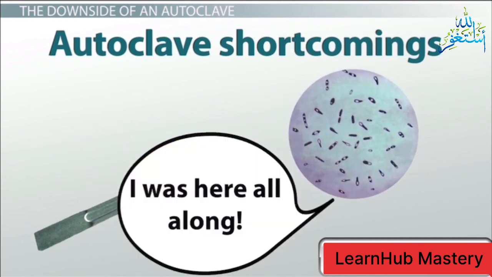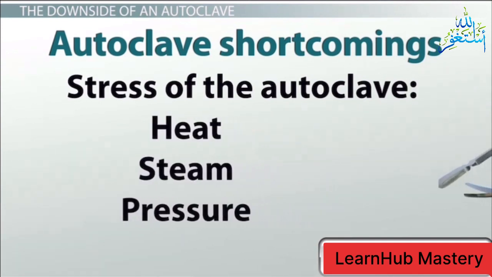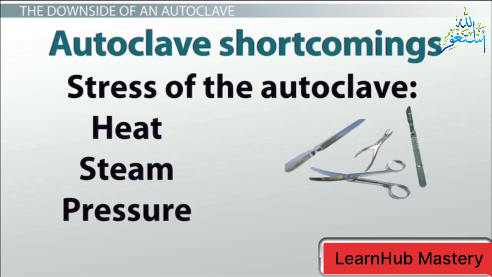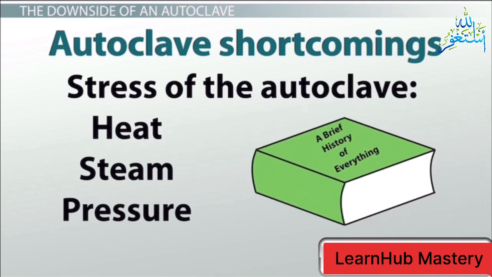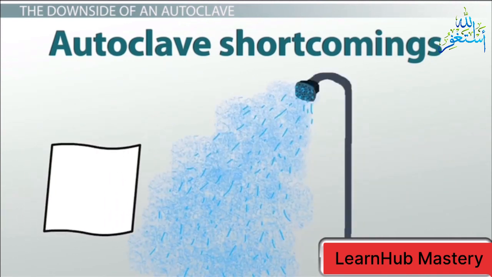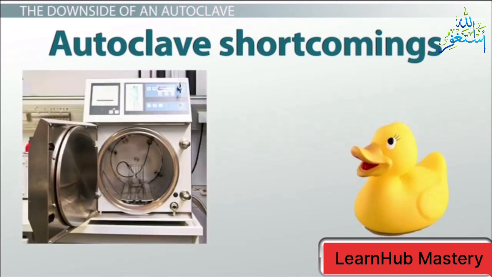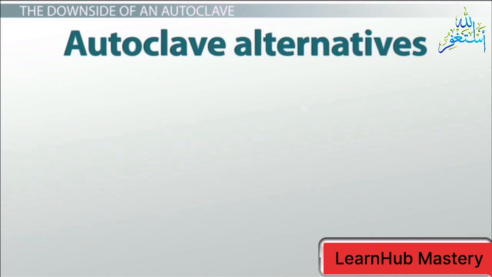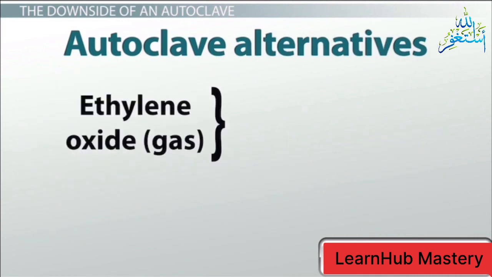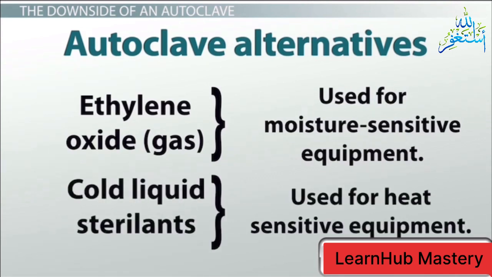In addition, you can logically understand that steam under pressure isn't a great way to sterilize any type of material. Heat, steam, and pressure will do very little to high-quality German steel surgical instruments. However, if you were to put a paper object into an autoclave, it would be destroyed. Imagine taking a piece of paper into the shower with you. All of that steam would cause it to wrinkle. Other objects, such as plastic, may melt under the intense heat produced by the autoclave. Therefore, other sterilization techniques, such as gas sterilization by way of ethylene oxide, can be used for moisture-sensitive equipment, or cold liquid sterilants can be used for heat-sensitive equipment.